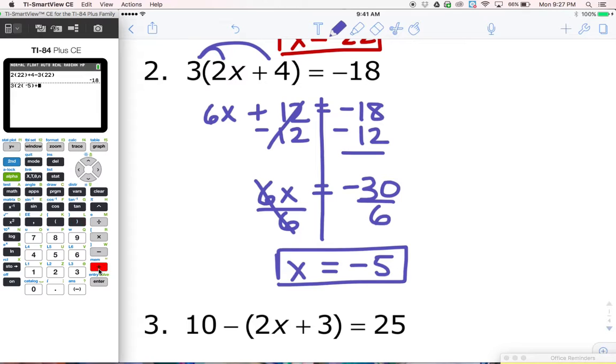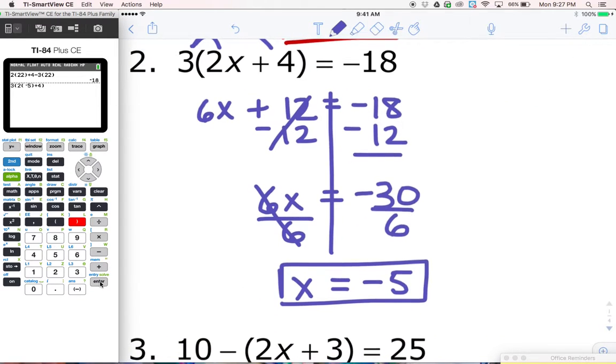And then we've got plus 4, close parentheses. When I press enter, I should get negative 18, which I guess is a coincidence. I got negative 18 the first time. Oh well. And I get negative 18 this time. Awesome. All right, so I know that I am correct.